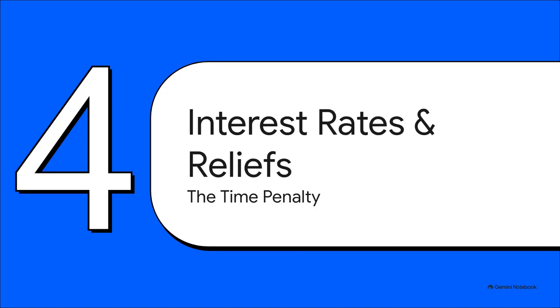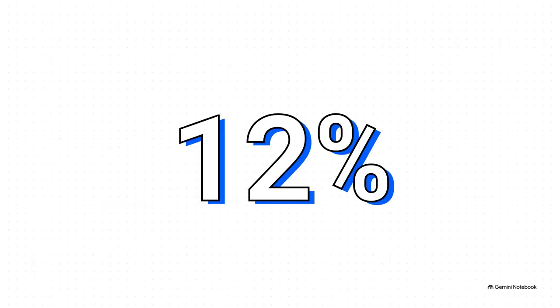Next up is Section 4, Interest Rates and Reliefs, the Time Penalty. Because let's be real, when you owe the government money, they act exactly like a bank, charging you interest for the time you hold on to their funds. Blast this number into your brain right now, 12%. The general statutory interest rate for unpaid taxes under the tax code is 12% per annum.